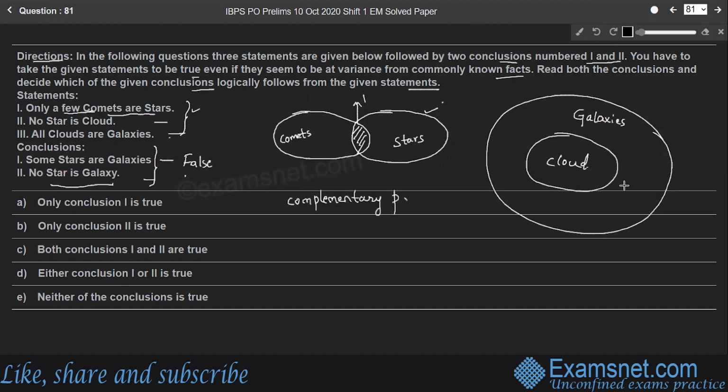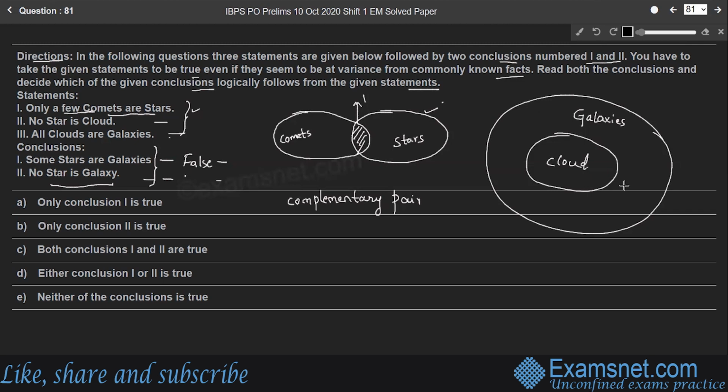Complementary pair. That means both the conclusions are not possible at a time, right? If you consider one conclusion, another will be false, right? If one is true, another will be false. If another is true, one will be false. That means we have to consider only one conclusion, right? So both the conclusions cannot be possible at a time. Therefore, either 1 or 2 will be true, right?